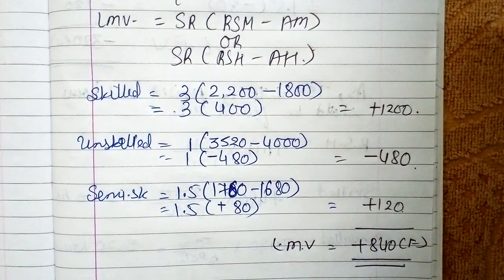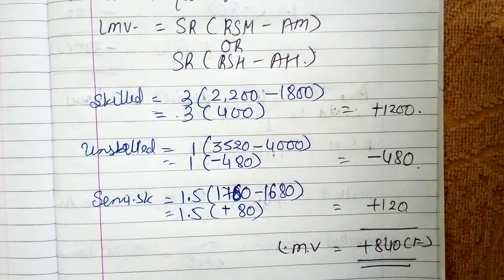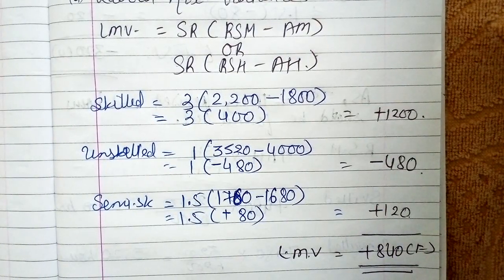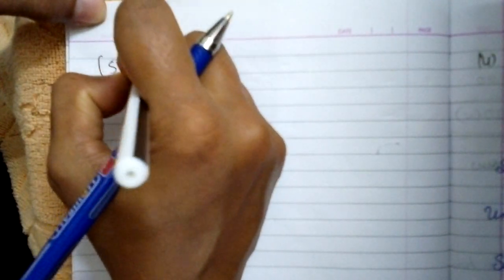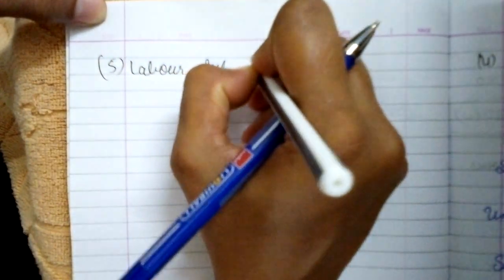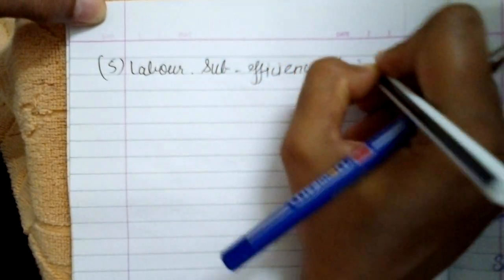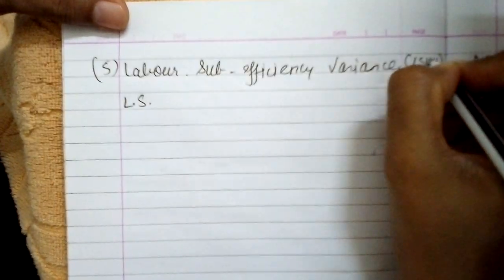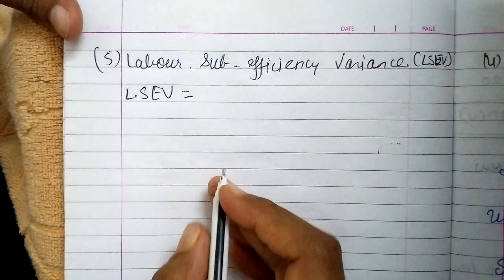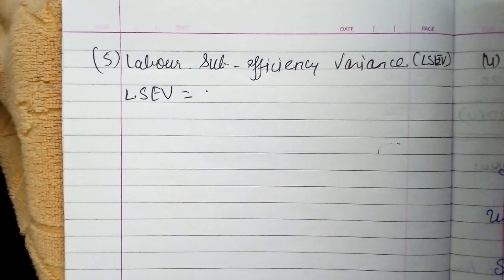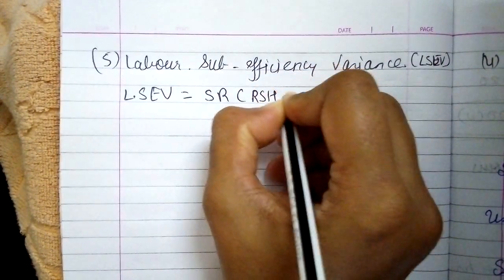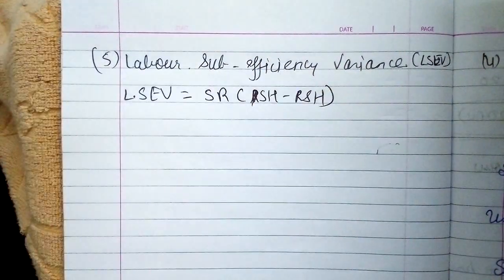Alright, now moving further with labor sub-efficiency variance, because there is a difference in standard hours and revised standard hours, right? So for that we need to calculate labor sub-efficiency variance. So let us place the formula of labor sub-efficiency variance. So this would be the fifth calculation, labor sub-efficiency variance. So formula, labor sub-efficiency variance will be standard rate into bracket revised standard hours minus standard hours minus revised standard hours. Okay.